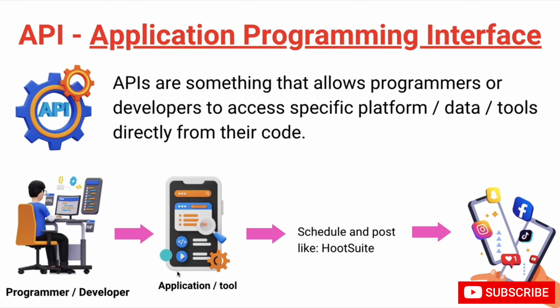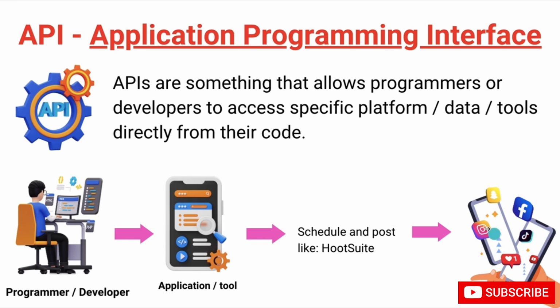He wants to create one application or tool. The purpose why he is creating this application or tool is to automate things. For example, in a very simple language, this developer wants to create one application or tool that can schedule and post on different social media like Facebook, Snapchat, Instagram, TikTok, YouTube, and many more.